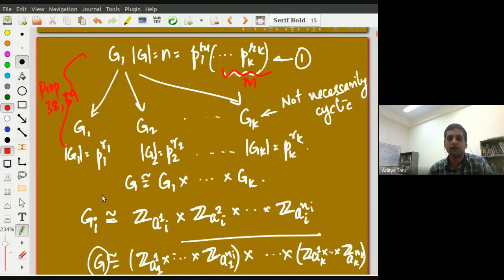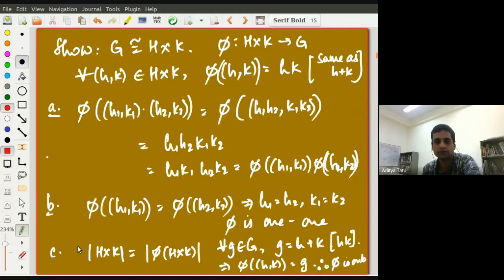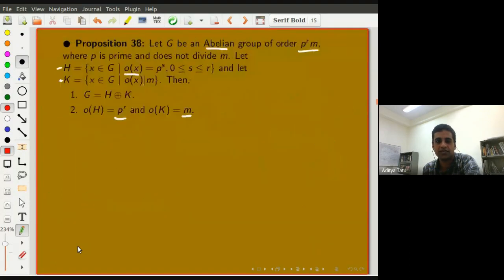Now let us take each of these pi groups. What we want to show now is that as of now, this Gi is just an abelian group, not cyclic. So we will now go ahead and decompose this p-group into a product of cyclic groups. So that's proposition 40.